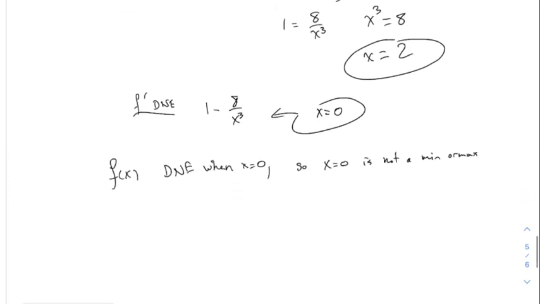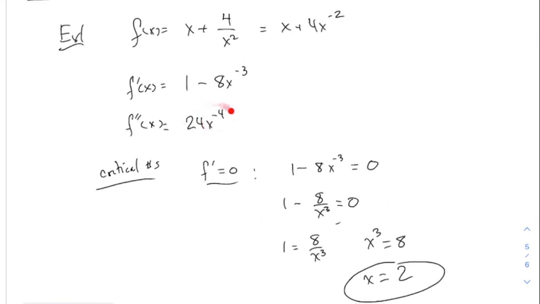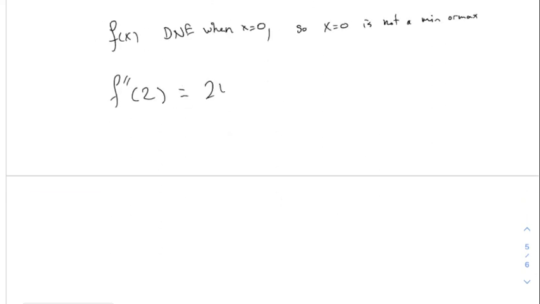So I'm going to do f double prime of 2. What is that? You remember your formula for f double prime was 24x to the negative 4 power. So this is 24 times 2 to the negative 4. And is that positive or negative? 2 to the negative 4 power. I think it is positive.